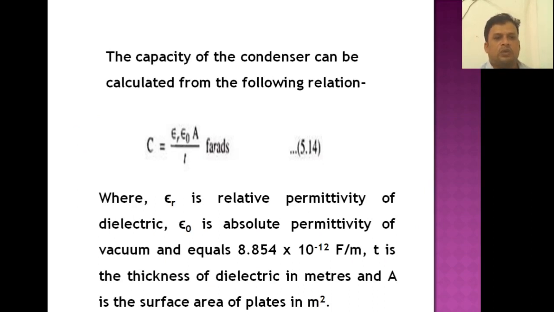C is equal to ER epsilon naught A by T, where ER is the relative permittivity of the dielectric, epsilon naught is the absolute permittivity of the vacuum, and its value is 8.8549 into 10 power minus 12 farad per meter, T is the thickness of the dielectric in meters, and A is the surface area of the plates in meters square.